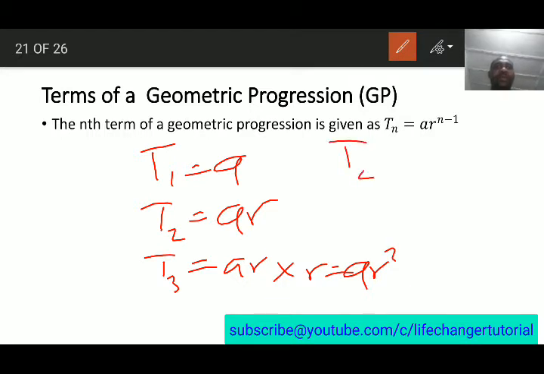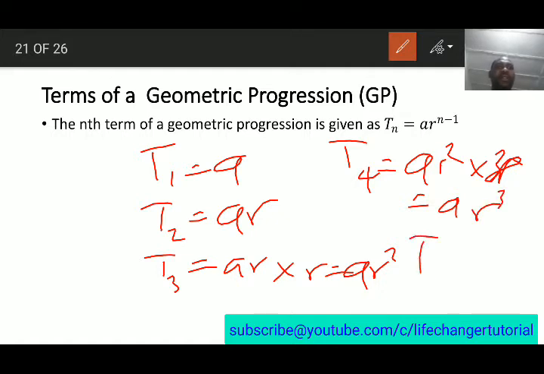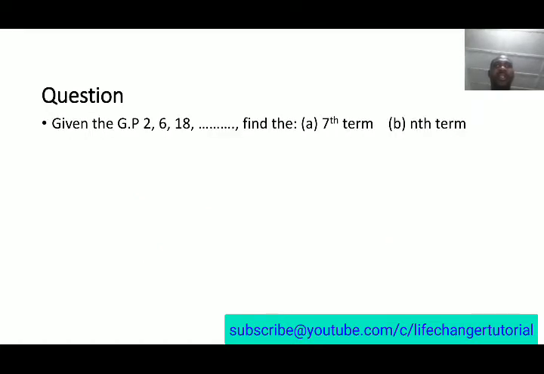In the same way, the fourth term is the third term times r. That means ar squared times r, which gives us ar cubed. So as you continue, you can see that Tn is equal to ar^(n-1). It follows that pattern. So that is the formula for the terms of a GP.